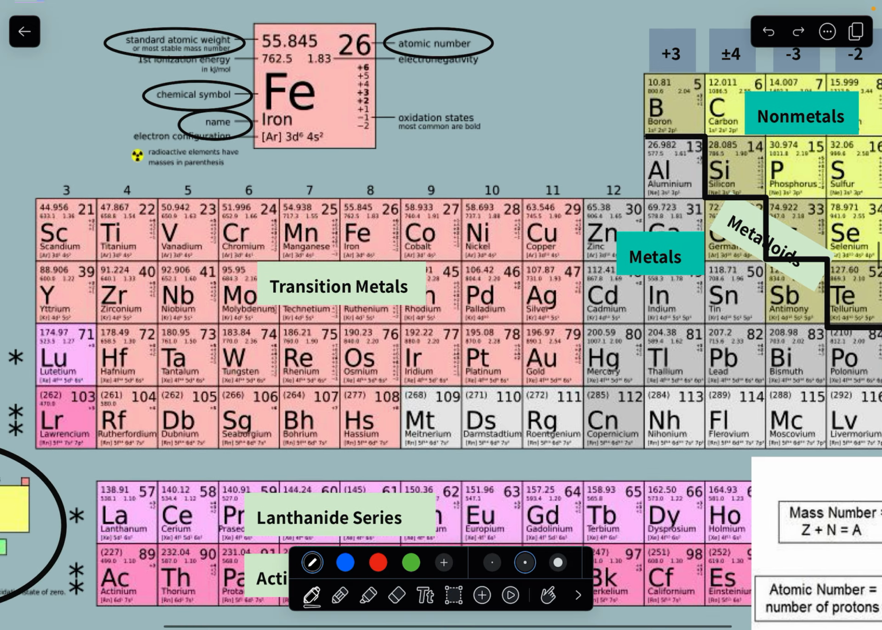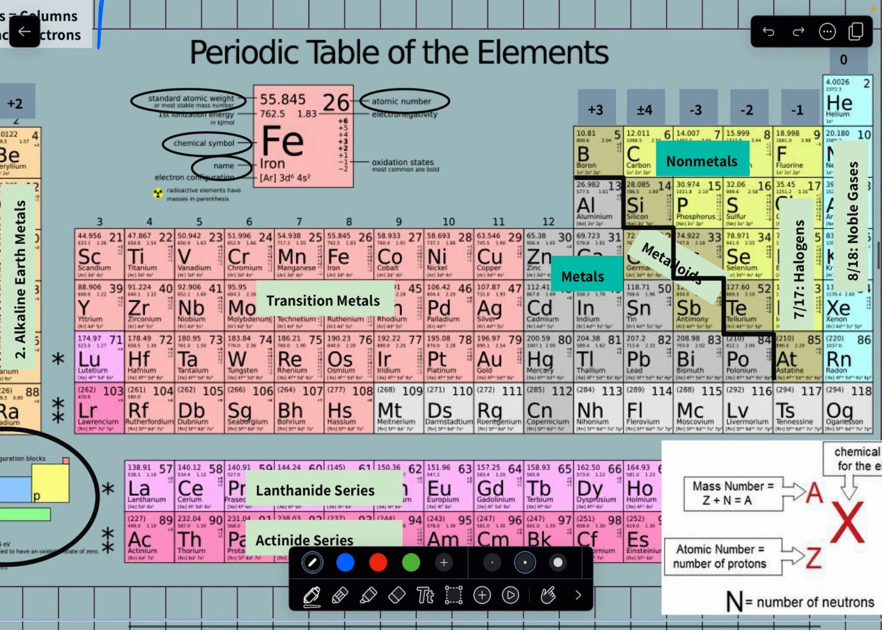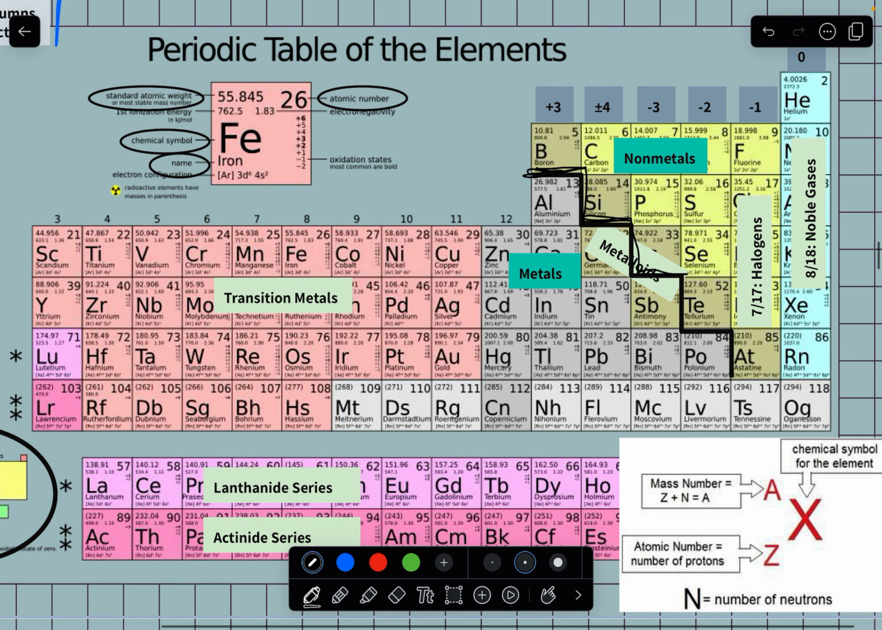Okay. Make sure you also know that on your periodic tables, you normally have a solid line, a staircase going down. To the left of it, those are your metals.